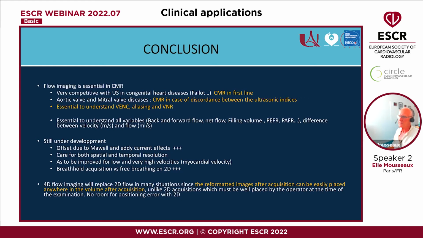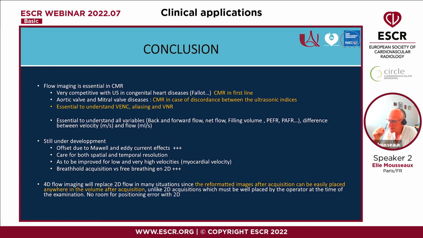But at this time, for aortic valve and mitral valve disease, we now require an MRI because we are not sure of the echo data. As soon as there are some discordances between ultrasonic indices, MRI can be invested in these two main applications for valve disease. So, of course, as mentioned before, it's very important to choose the VENC to avoid aliasing and to have a very high velocity to noise ratio.